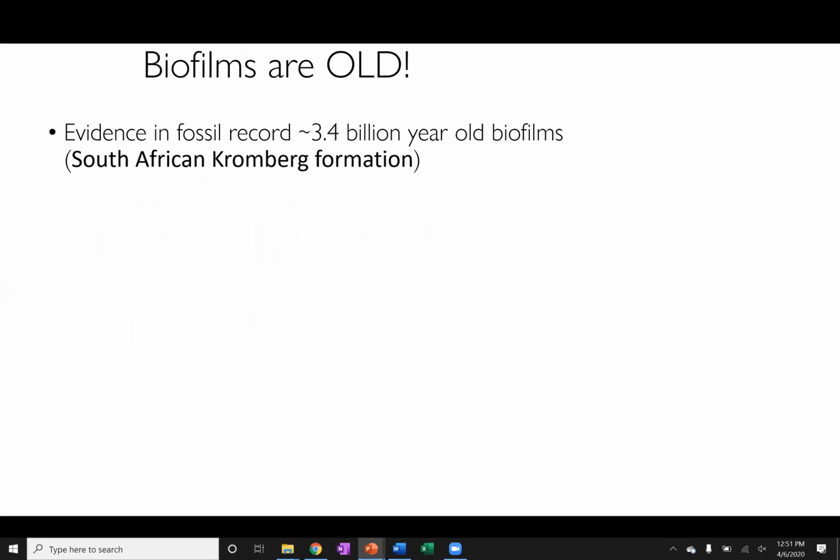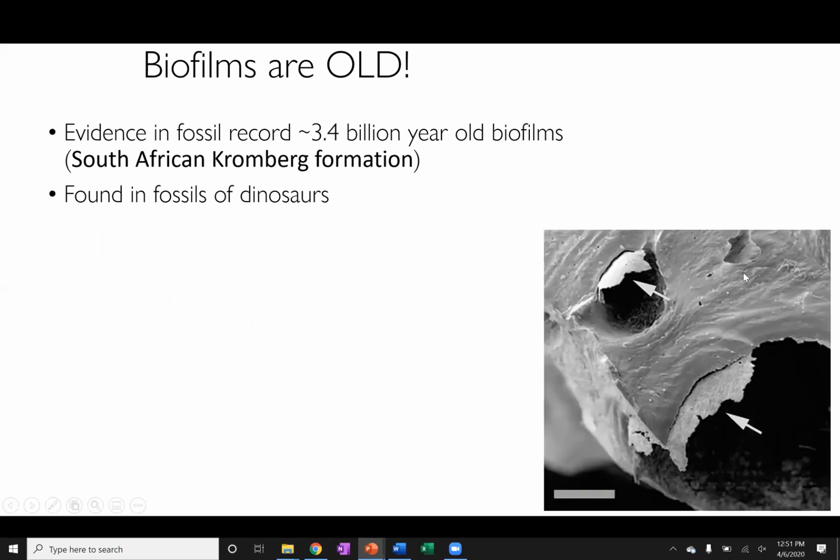But biofilms are a really, really old thing. There's evidence that they date back to 3.4 billion years ago in the South African Kronberg Formation. We also can find them in fossilized dinosaurs. This is a fossilized dinosaur bone, and this is actually bacterial biofilm.